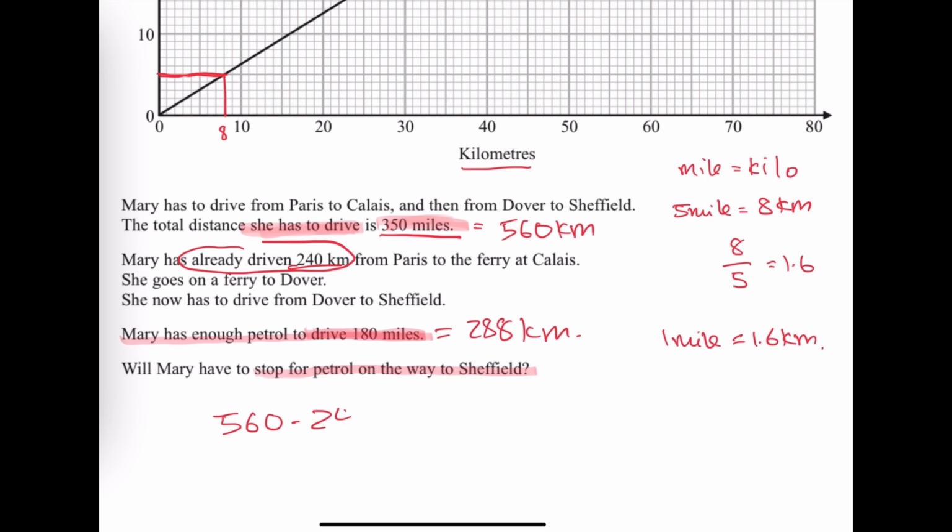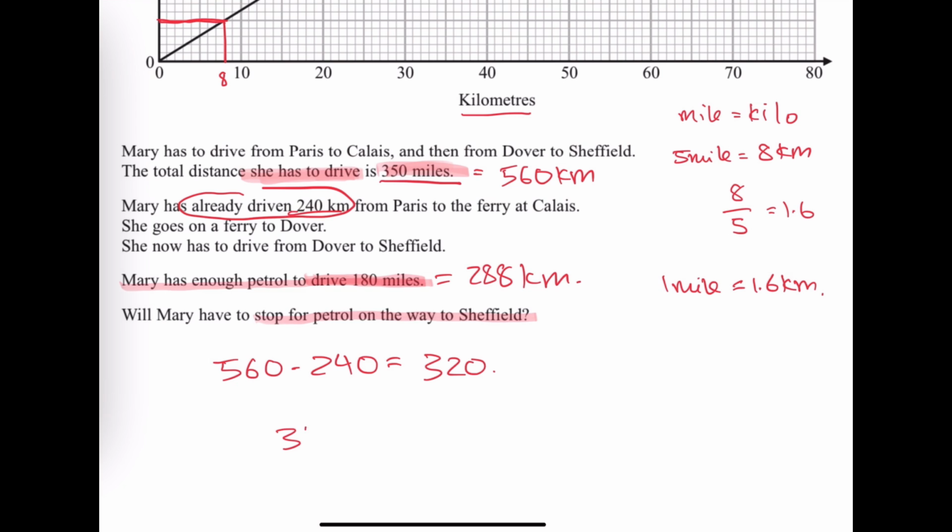So she has already driven 240, so let's minus that away so that we don't include that anymore. So 560 minus 240 is 320. So what she has left is 320 kilometers left. And then she takes the ferry to Dover, and then she has to now drive Dover to Sheffield.